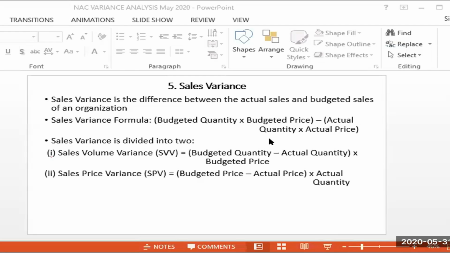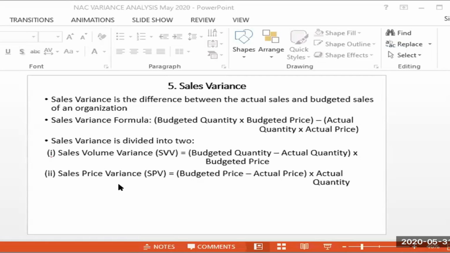All right. Then we also have two subdivisions of sales variance. We have the sales volume variance, where we consider the budgeted quantity minus actual quantity times budgeted price. The budgeted quantity or the standard quantity less the actual quantity times the budgeted or the standard price.